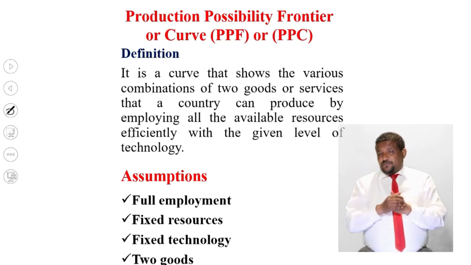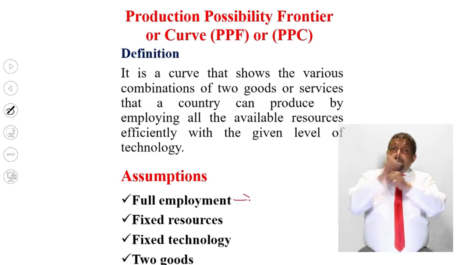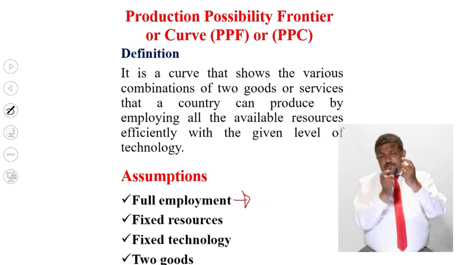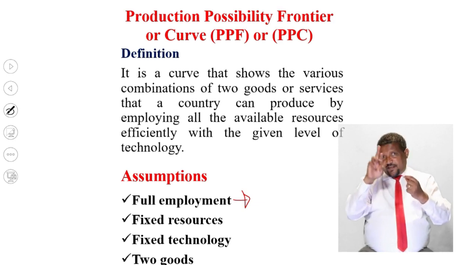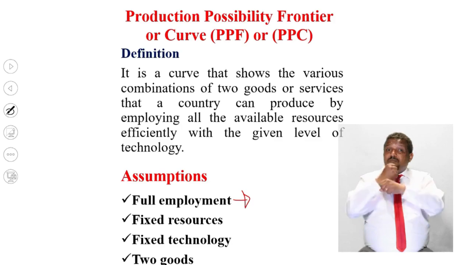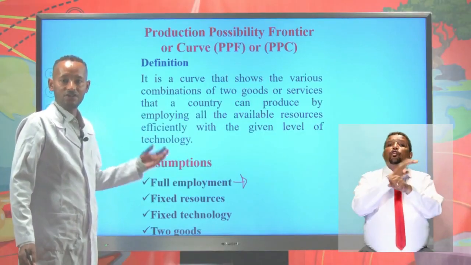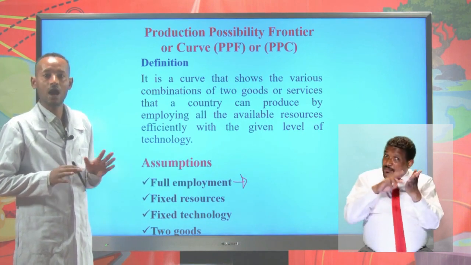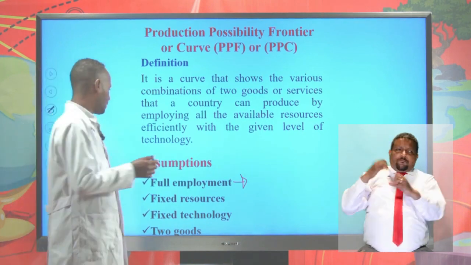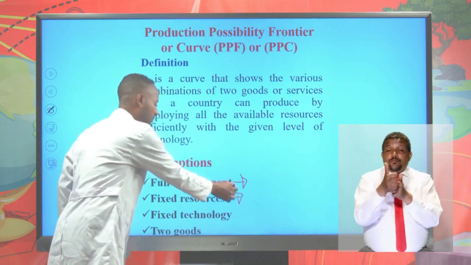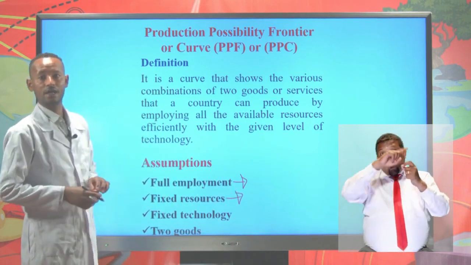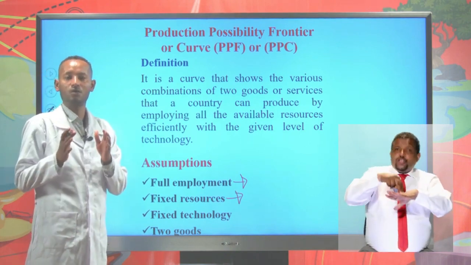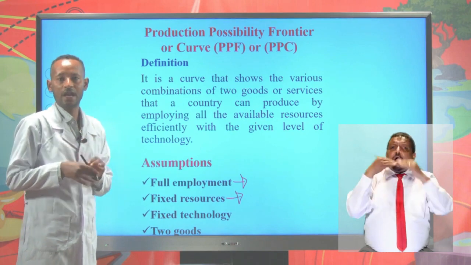The first assumption is full employment. When we say full employment as an assumption of plotting the production possibility curve or frontier, we are not referring to the employment and unemployment rate. Rather, when we say full employment, there is efficient utilization of economic resources. That means there is no idle resource. The other precondition that must be fulfilled to plot the production possibility curve or frontier is fixed resource. That means the country is employing a fixed amount of resources in both quality and quantity.